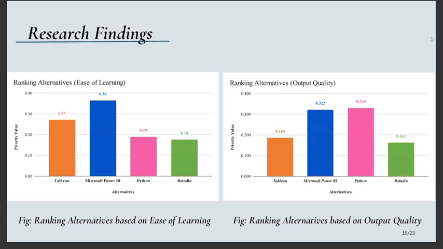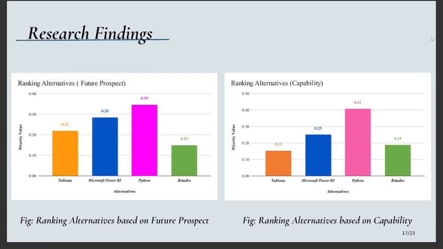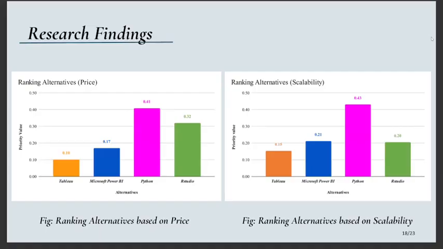Moving forward, we also ranked the different alternatives based on each factor. At ease of learning, Microsoft Power BI was ranked the highest. In output quality, Python and Microsoft Power BI were ranked closely. And then based on ETL ability, Python was ranked the highest, and based on value, also Python was ranked the highest. And as you can see, based on future prospect, Python was ranked highest here too, and based on capability, Python was also ranked highest here. And based on price, Python was ranked the highest, followed closely by RStudio. And based on scalability, Python was also ranked highest here.